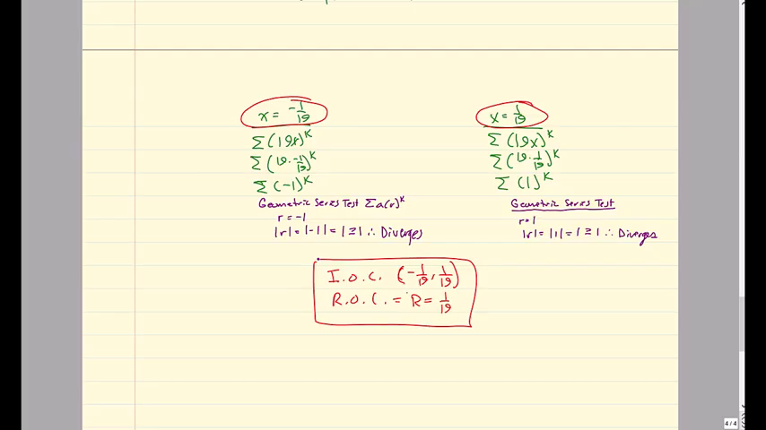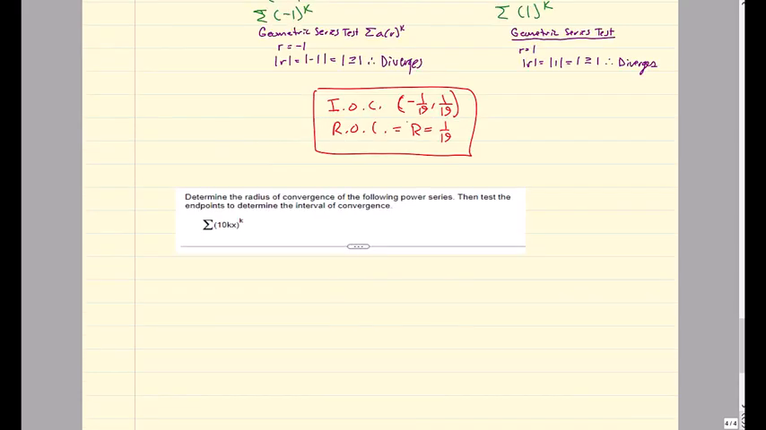So I basically did 3 series tests. I did the ratio test, and then I did 2 geometric series tests for each of the endpoints. So having that sheet on your formula sheet with all the different series tests is going to be super handy.